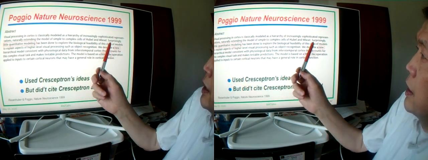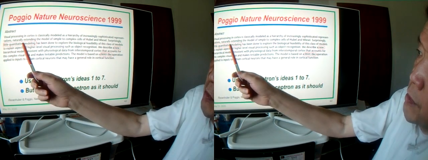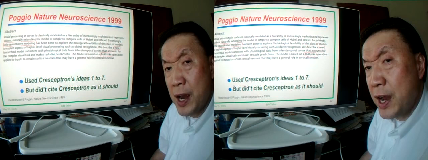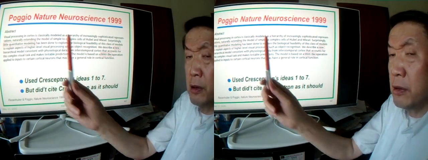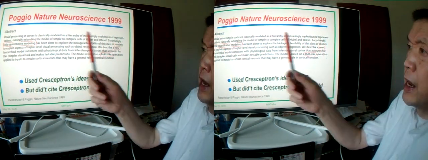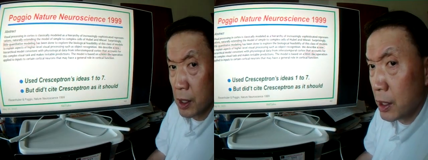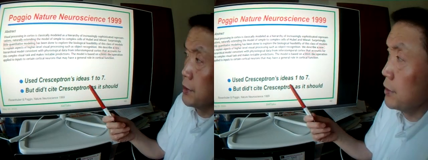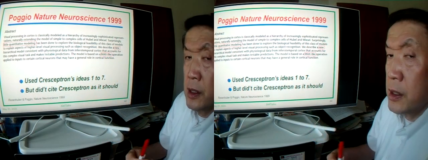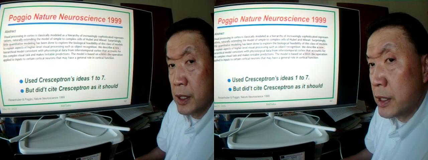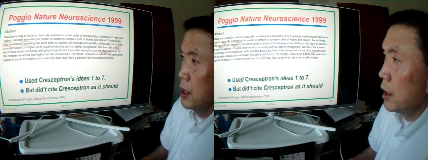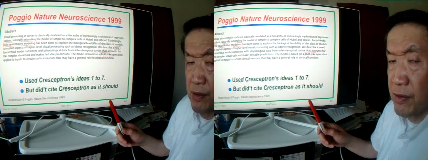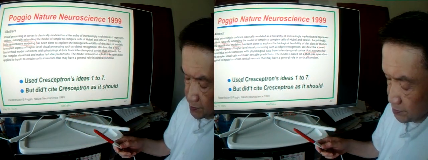So you can see that surprisingly little quantitative modeling has been done. Come on, Cresceptron has very detailed quantitative modeling. And why did he say that little? I don't know what he meant by little. Maybe Cresceptron was the only one, but you need to cite it. He didn't cite it. And max-like is one of the ideas for tolerance of position, and he used Cresceptron ideas 1 to 7, but they didn't cite it.